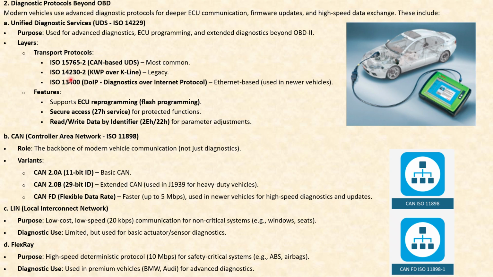And ISO 14230 KWP over K line, legacy, and ISO 13400 DoIP, diagnostics over Internet protocol, Ethernet based, and it is used in newer vehicles. As for features, it supports ECU programming, flash programming, and secure access for protected functions. The most important feature is the capability to read and write data by identifier, which is labeled as 2EH or 22H, used for parameter adjustments.